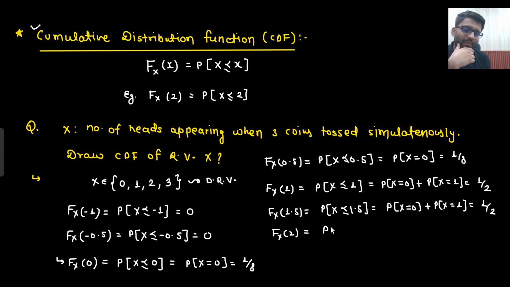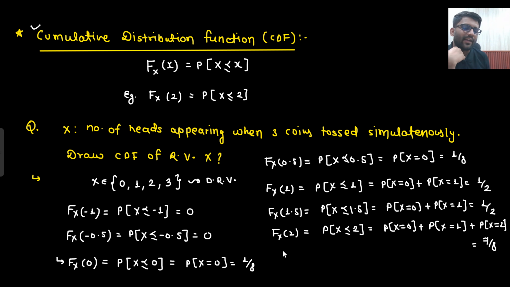Fx of 2, probability of random variable X taking values lesser than or equals to 2. That means probability of random variable X taking value 0, taking value 1 and taking value 2. What would that be equal to? This is 1 by 8, this is 3 by 8 and this is 3 by 8, right? 7 by 8.